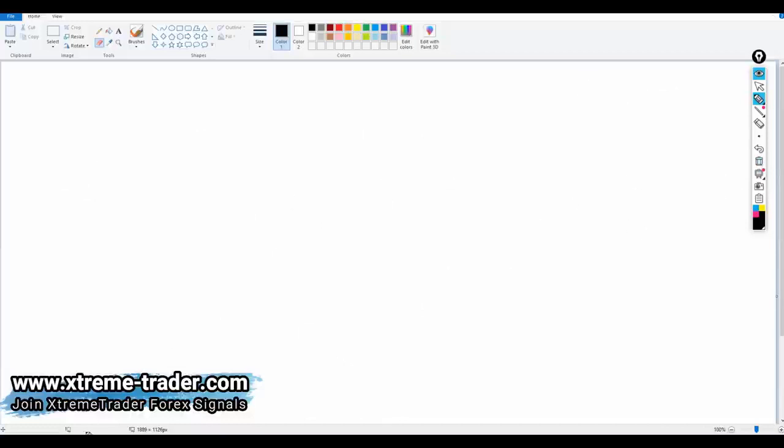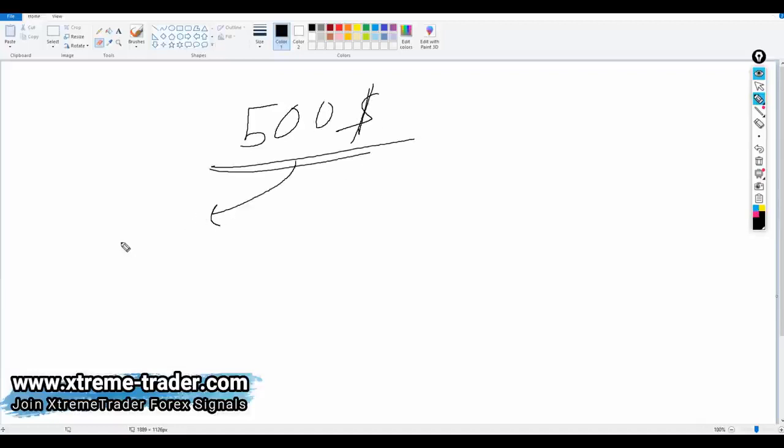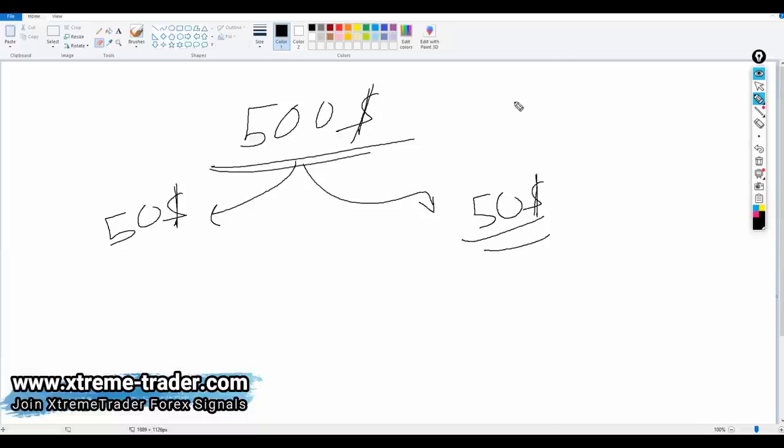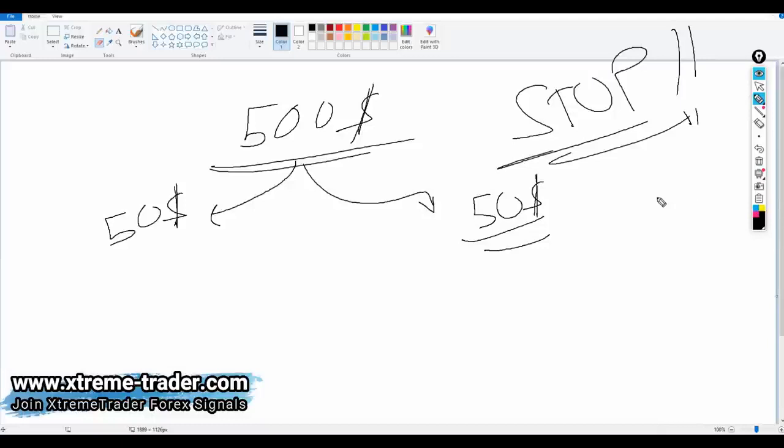The mistake that Bob has made here is he didn't set for himself a limit for the profits. So if you have a $500 account, for example, your daily maximum loss should be, let's say, $50, and your daily profit at the beginning should be $50 as well. Once you make the $50 profit, just stop trading. Stop trading. Don't continue. Don't push yourself. Don't push your luck more than that.